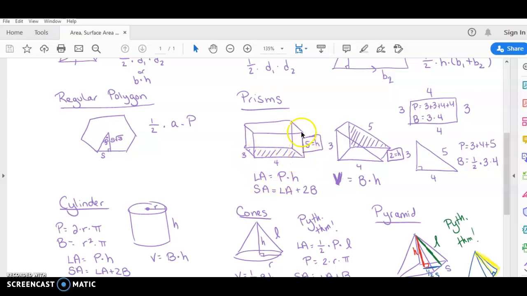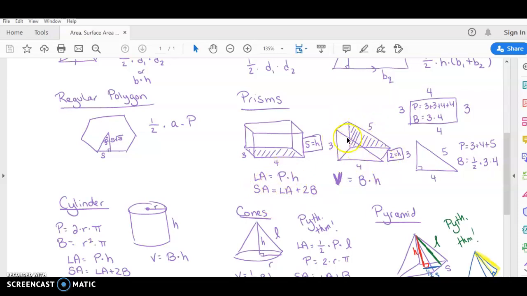The height is the distance between the 2 bases. So in this case, 5 would be the height. The surface area is going to be the lateral area plus 2 times the area of the base. The area of the base would be the area of this shaded guy, which would be 3 times 4, or 12. So be careful. Height and base get a little confused.